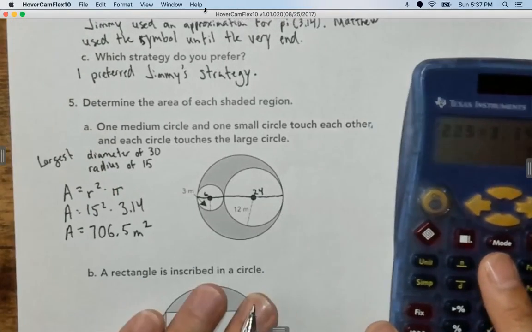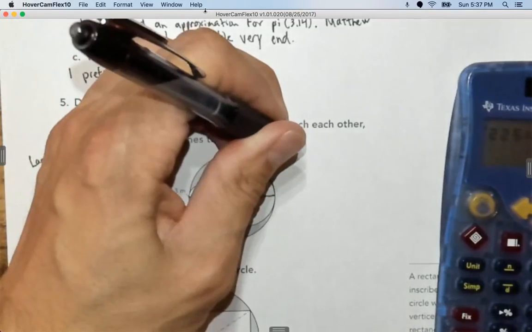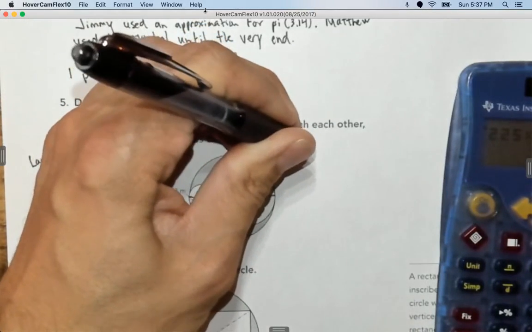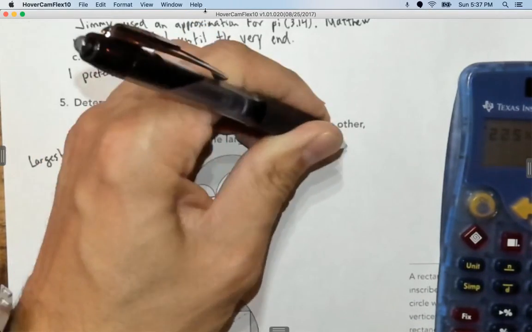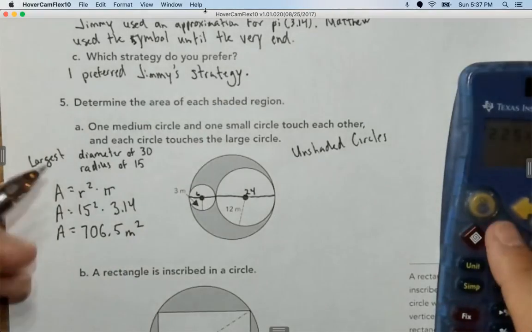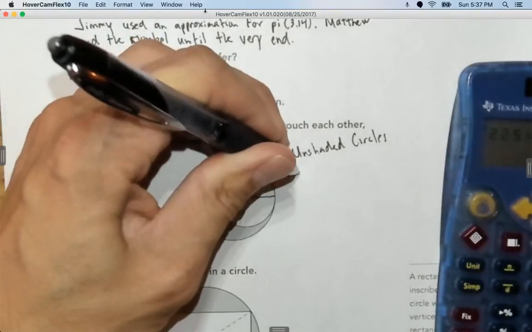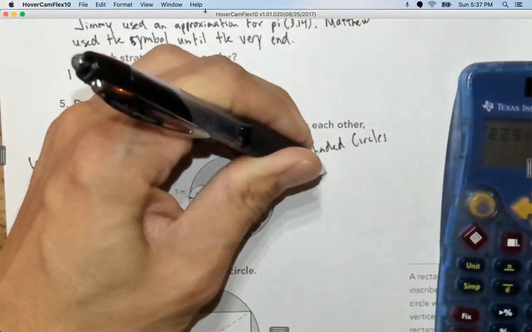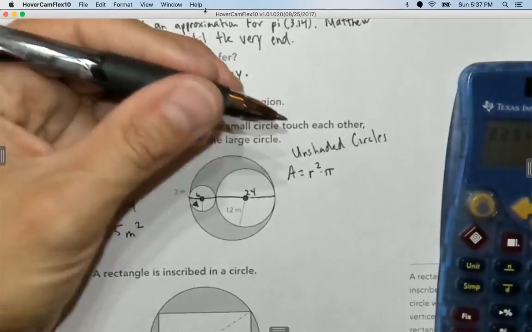Now I need to find the two unshaded. And so for the one, it would be a radius of 3.